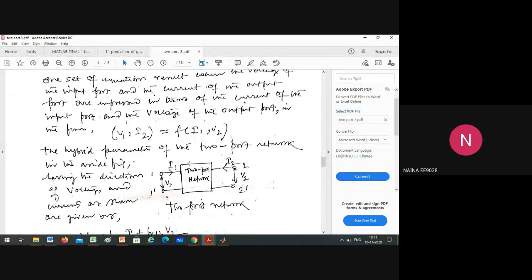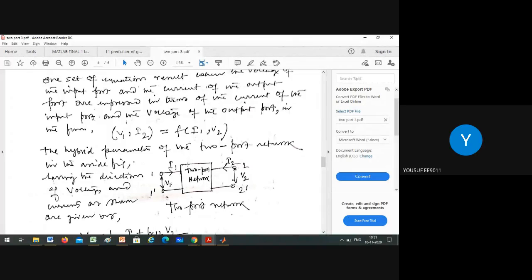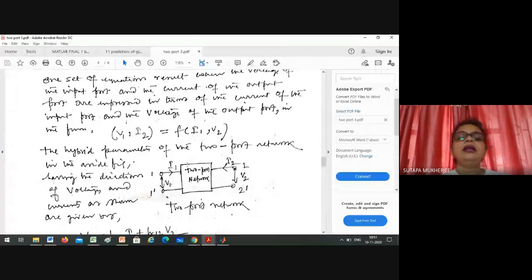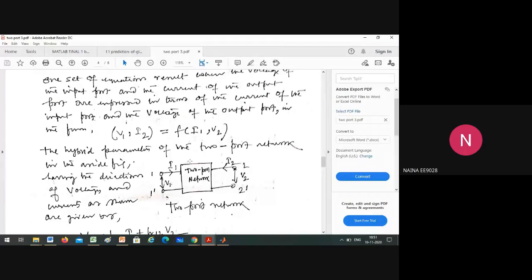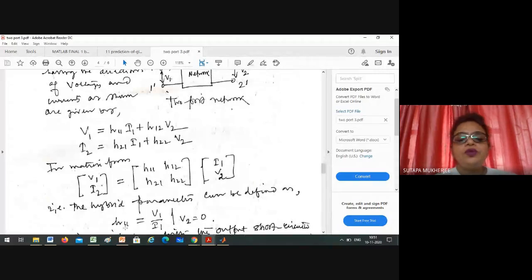The matrix is H11 H12 H21 H22, and the other column will be I1 V2. On the left hand side it will be the column V1 I2, and on the right hand side it will be the column I1 V2. Right? Yes, ma'am. Thank you.